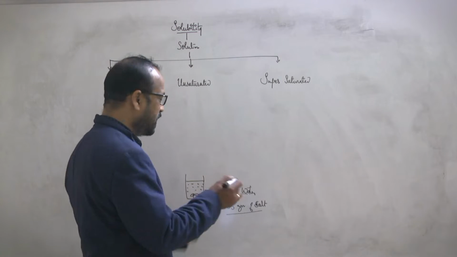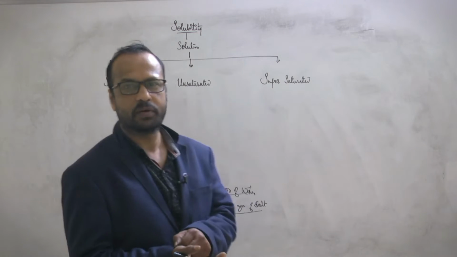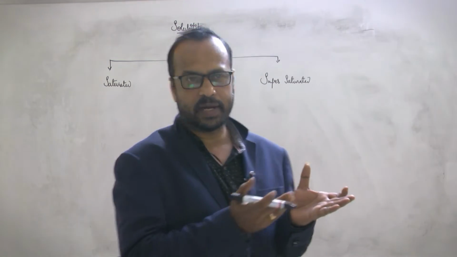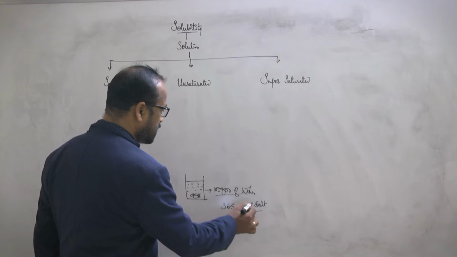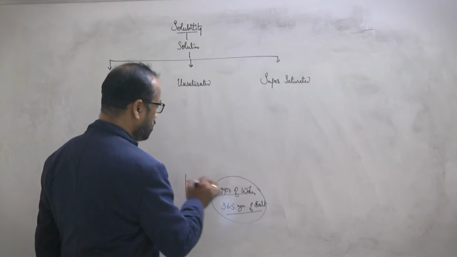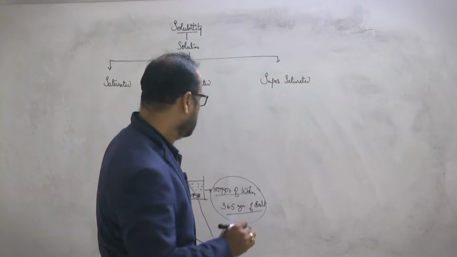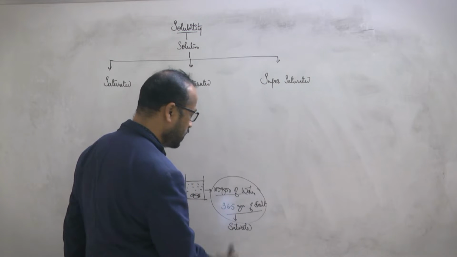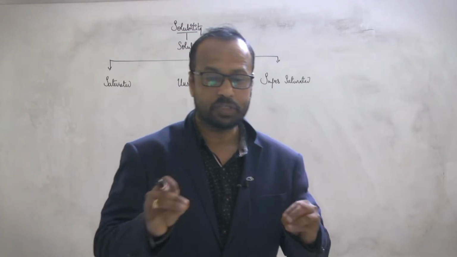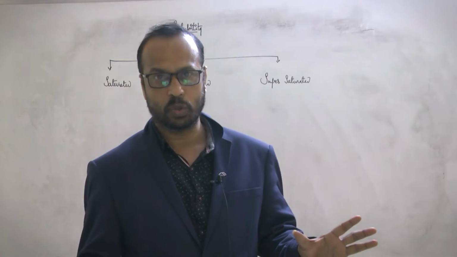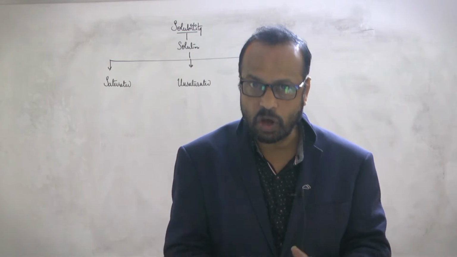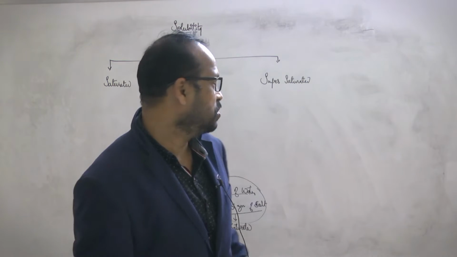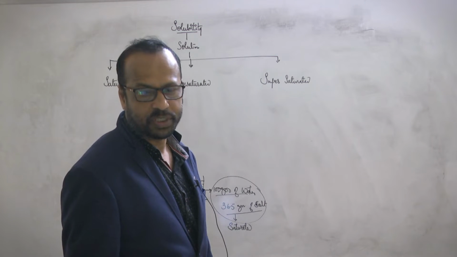Now if you filter this, what you will observe is that the excess salt will get filtered. The excess salt that we added got separated. Only the 36.5 grams of salt solution we can get here. So this solution is called a saturated solution. Saturated solution means what? In which no more solute can be dissolved. It can dissolve only up to its capacity, and that much salt is dissolved. Such a solution is called a saturated solution.